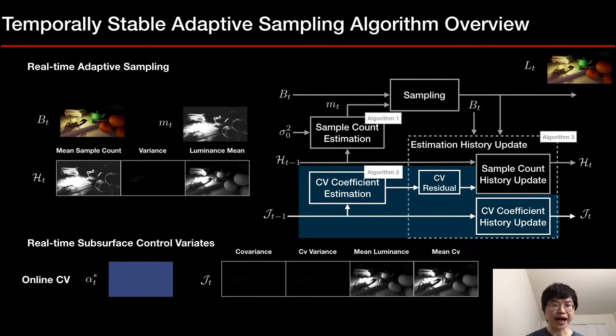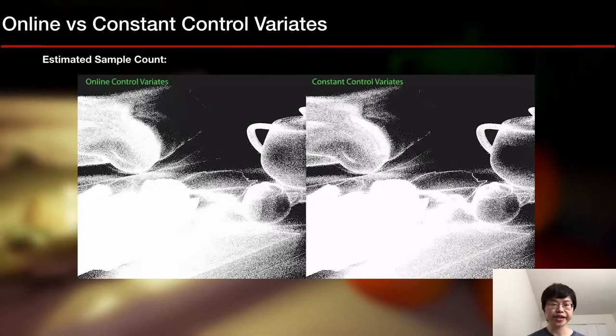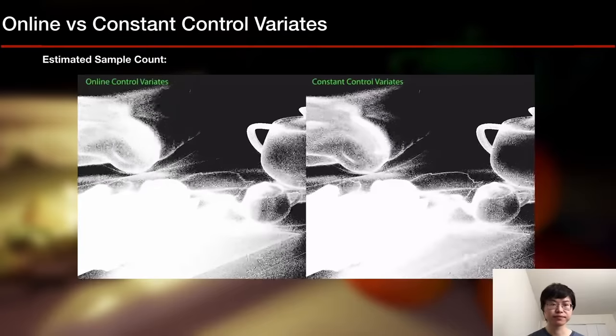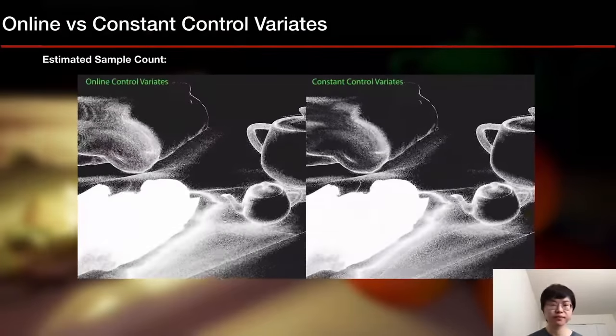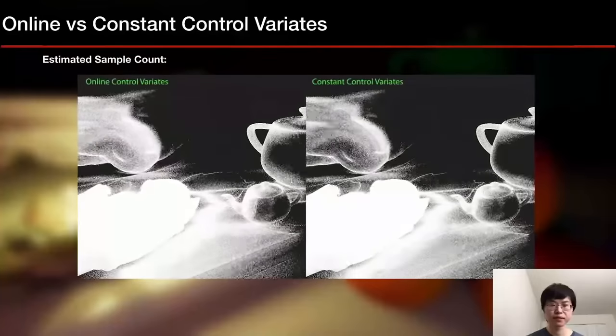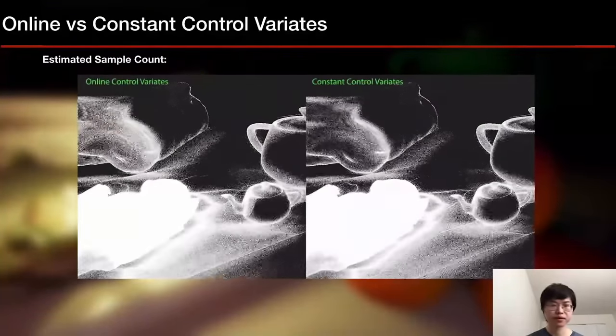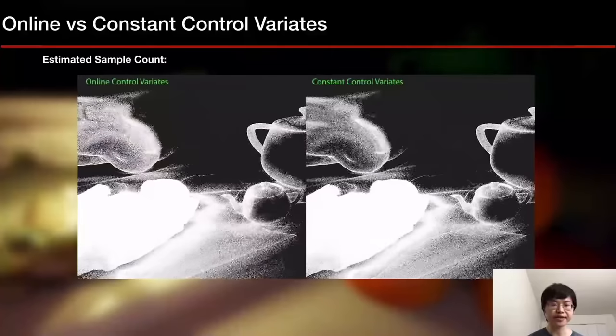And this is our online control variate method for subsurface scattering. In fact, we can have an estimation by applying a constant control variate with a coefficient of 1. Then no more textures are added. Let's go back to the motivation example again. Here we show the sample count differences between online and constant control variate. We could observe fewer samples in constant control variate.